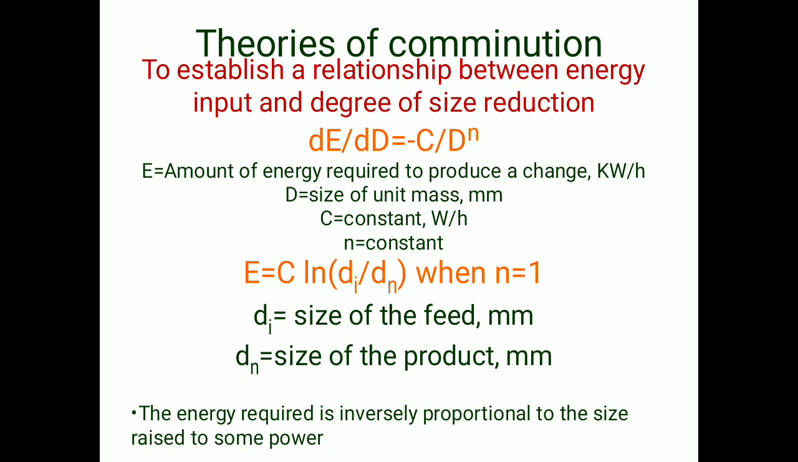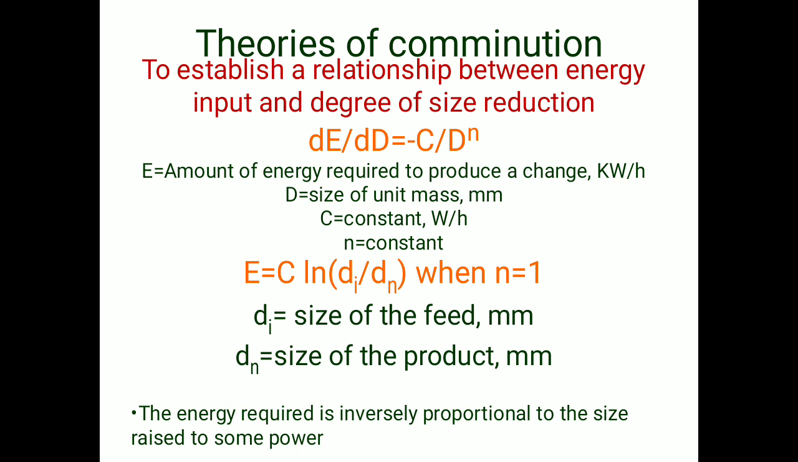Many theories have been put forward for determining this energy for comminution. To establish a relationship between the energy input and the degree of size reduction, an equation has been put forward. This says dE by dD is equal to minus C upon D raised to power n, where capital E is the amount of energy actually required to produce a change. Its unit is kilowatt hour. Capital D is the size of unit mass in millimeter. C is usually a constant with the unit watt hour, and small n is a constant.